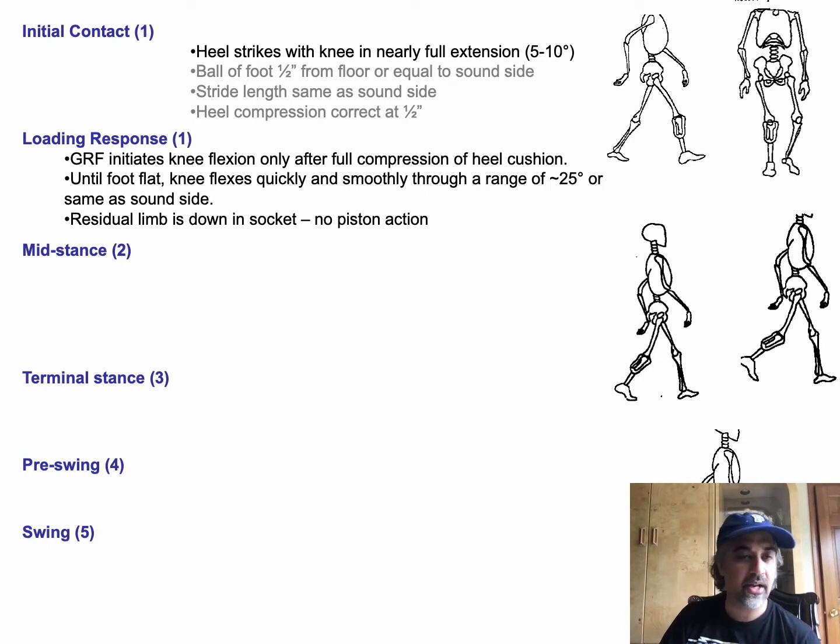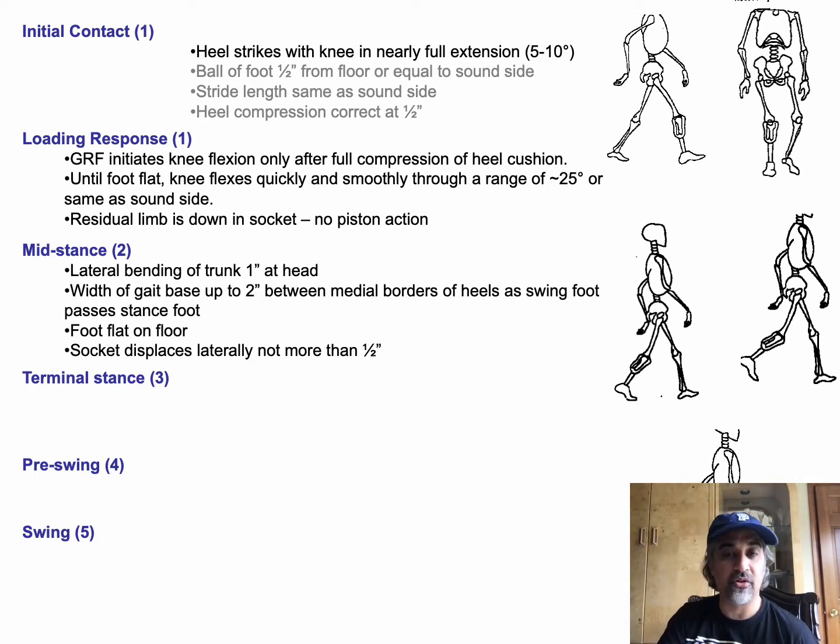as the sound side. And the residual limb, which is the amputated limb, is down in the socket, and there should be no piston action. This is normal gait in a below knee amputee. During midstance, lateral bending of the trunk of 1 inch at the head occurs. The width of the gait base is up to 2 inches between the medial borders of the heels as the swinging foot passes the stance foot.